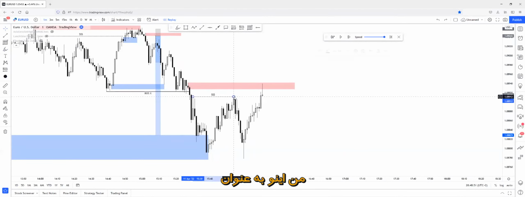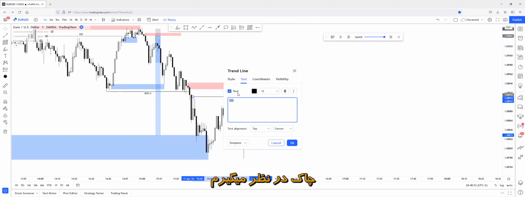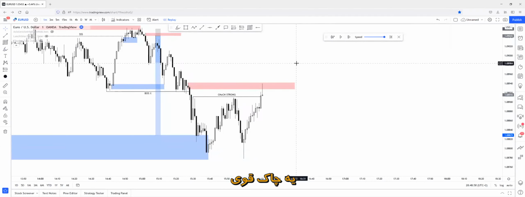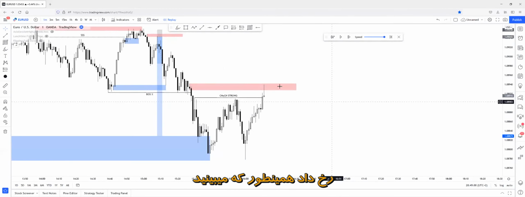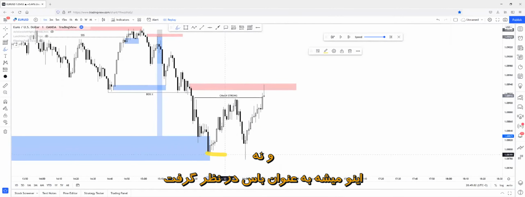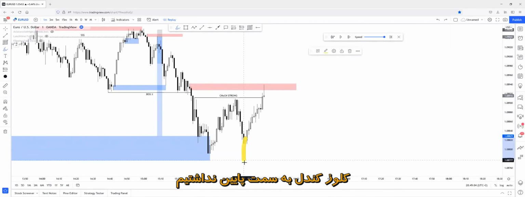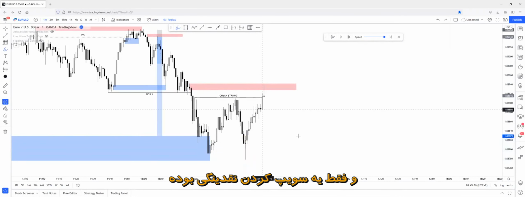Okay, there's a change of character actually. I will just mark it back as a change of character. Check. Strong. So the strong change of character has happened, as you can see. And no, this can be considered as a breakout structure because this wasn't a body closure to the downside. So this was just a liquidity sweeping candle.